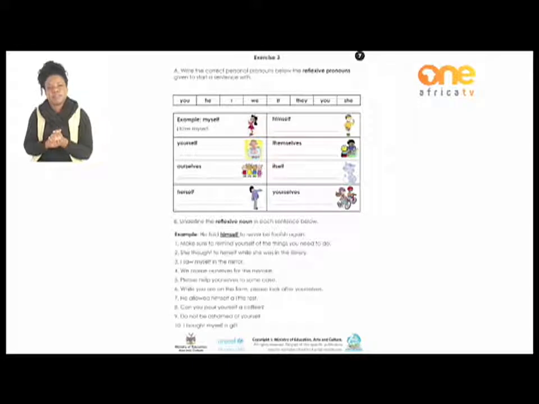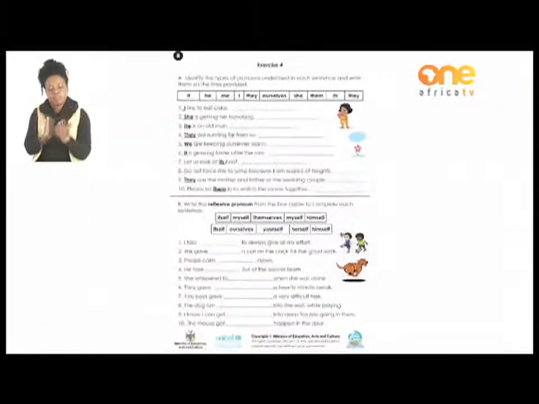Learners, let us look on page 8. On page 8, there is exercise 4. Exercise 4, the instruction says, identify the types of pronouns underlined in each sentence and write them on the lines provided. Now, if you can still remember, previously we did personal pronouns and possessive pronouns. So I hope you can still remember the examples of personal pronouns and possessive pronouns.